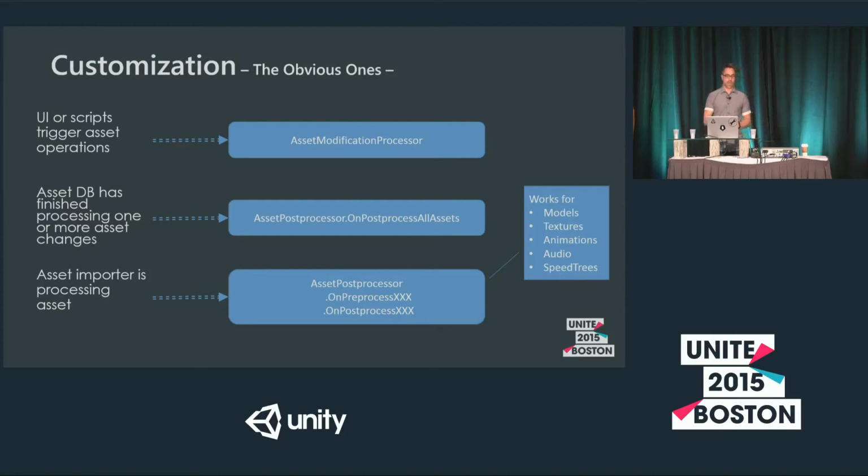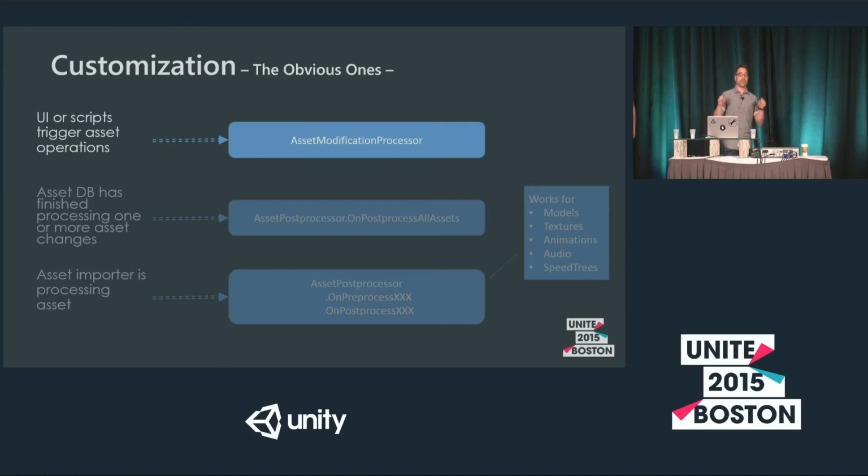These are kind of the very obvious ones. If you look at the documentation, it's the first thing you stumble across, basically. So we have the asset modification processor, which allows you to modify asset operations like moving, creating, deleting, that are done from inside Unity. There's a bit of a catch. If you go outside of Unity and you move something around and the refresh logic picks it up, you don't get notifications with the asset modification processor. Which is a bit weird. I think we can improve that, but this is how it works at the moment.